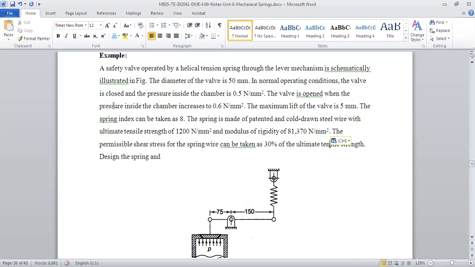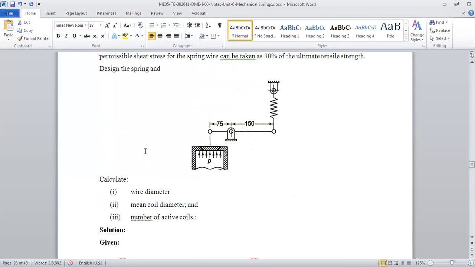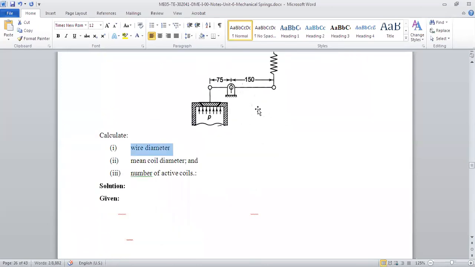So what have we been given? We have been given spring index C as 8. We have been given G. We know tau is now 360 Newton per mm square, and we know the dimensions of the valve and the pressure specifications of the valve basically. Basically, we know the force on the valve, and we have to design the spring now. We have to calculate the wire diameter, the diameter of the spring wire, and the mean coil diameter.